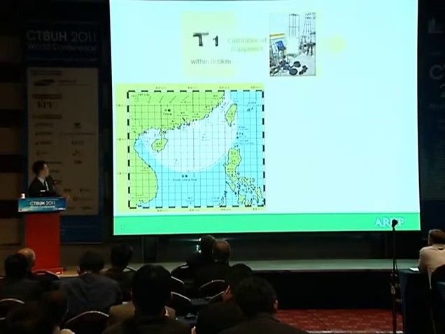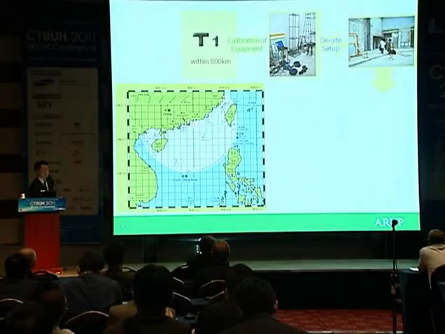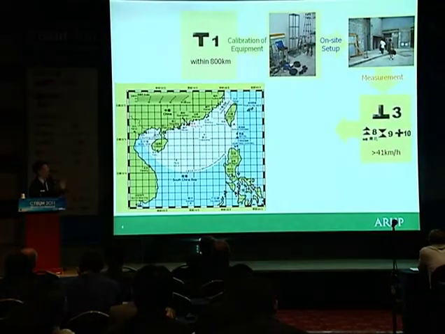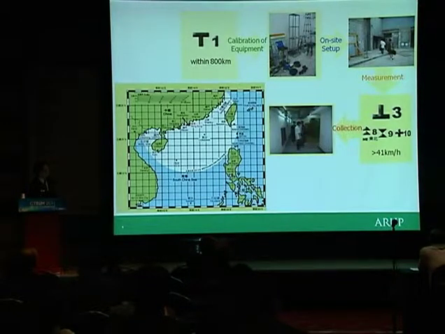When a typhoon is coming, we calibrate all the equipment, bring it to the site, set up the equipment, and then wait until the typhoon goes through Hong Kong. We collect all the data after the typhoon, and that's how we can do measurements on a number of tall buildings at the same time.